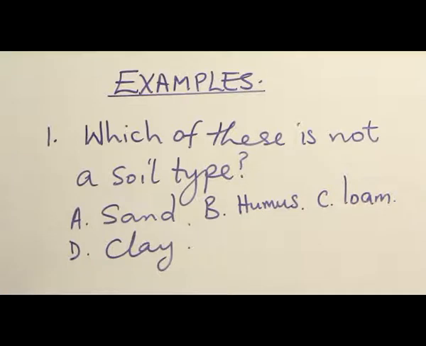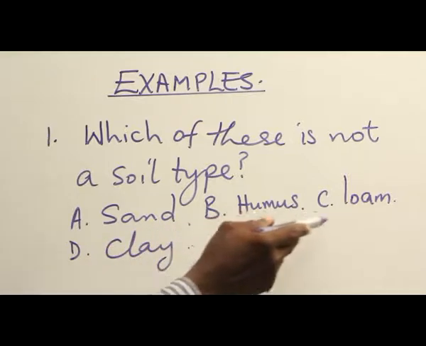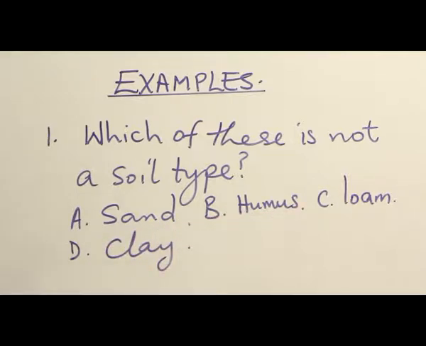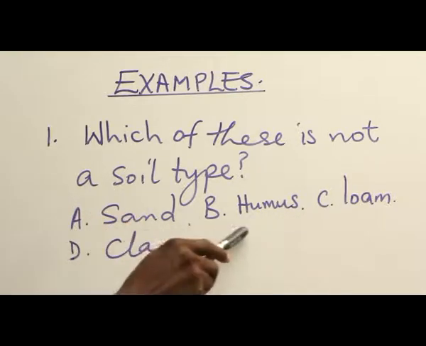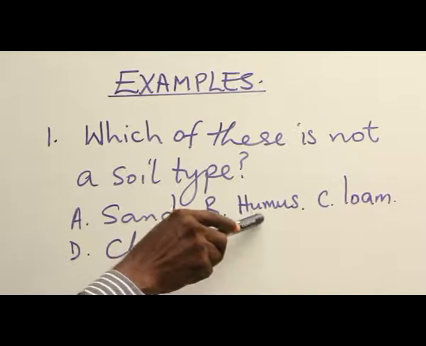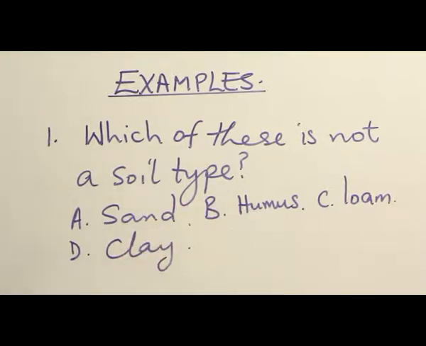Example 1. Which of these is not a soil type? A. Sand, B. Humus, C. Loam, and D. Clay. From our introduction, we mentioned sandy soil, loamy soil, clay soil. So the one that is not a soil type is humus. Humus is organic matter in the soil. So the answer to number 1 is option B, humus.